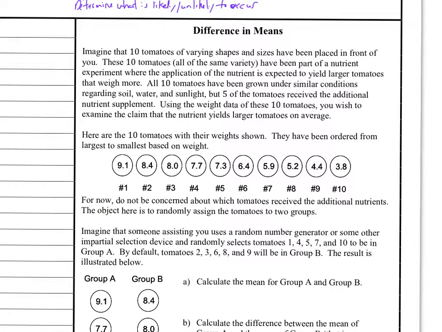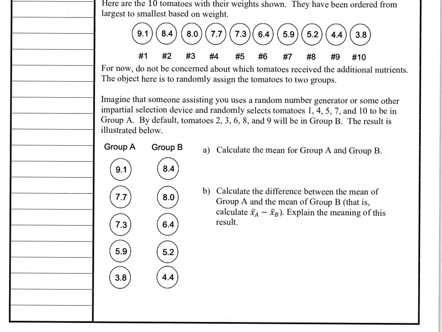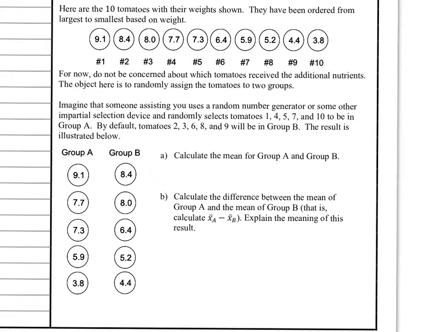Okay, we're just going to jump right into a simulation. So the idea of what's going on, just to have some understanding: imagine someone's assisting you, and uses a random number generator or some other impartial device that's not going to be biased to select tomatoes 1, 4, 5, 7, and 10 to be group A, and then 2, 3, 6, 8, 9 are group B.